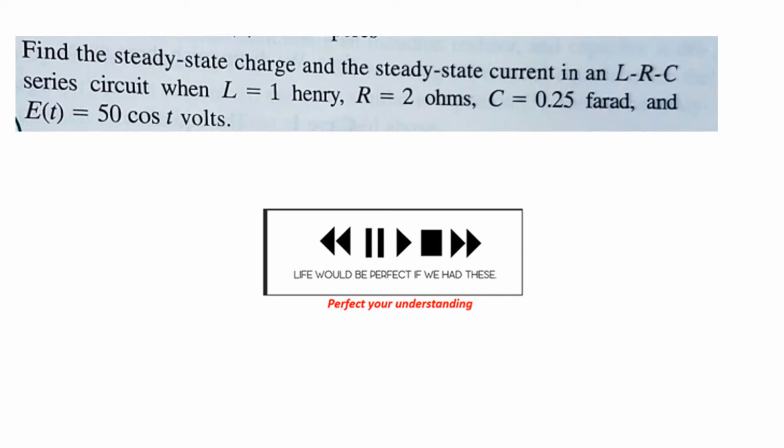Well, here's a problem for us to do then. Find the steady state charge and the steady state current in an LCR series circuit when L is equal to 1 Henry. Henry is the unit of inductance. R is 2 ohms. C is 0.25 farad, which is named after Michael Faraday. And the electromotive force is alternating current because it oscillates like a sine, 50 cosine t volts. You know what to do. Let's see how you did.